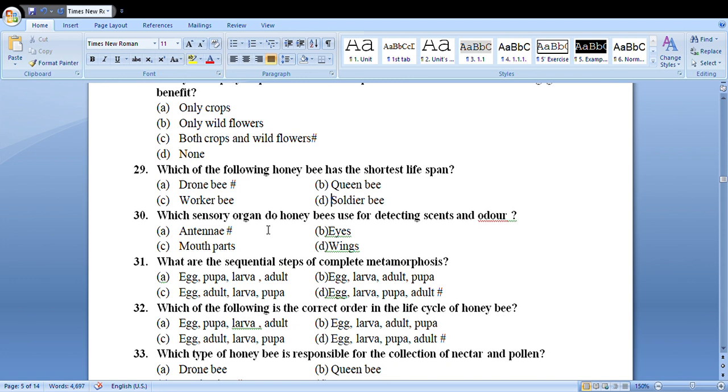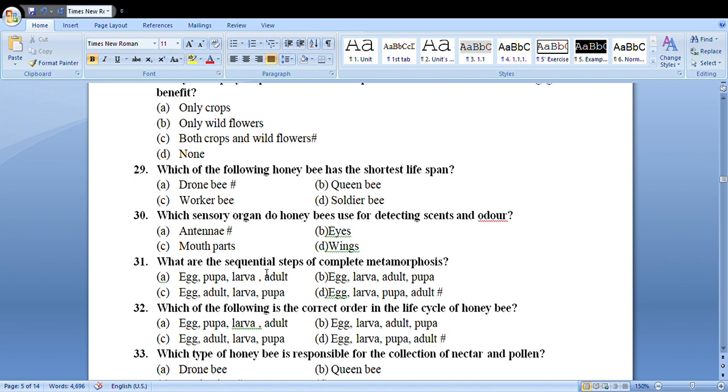Which sensory organ do honeybees use for detecting scent and odor? Antenna. The honeybees use antenna for detecting scent and odor or any changes in the environment.